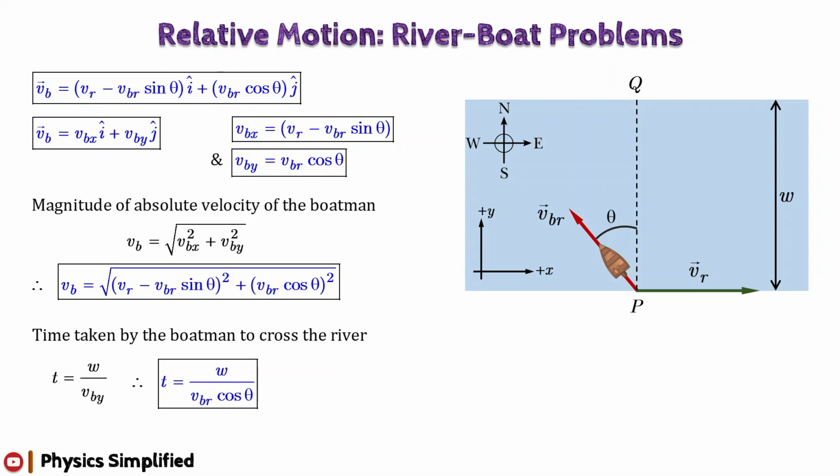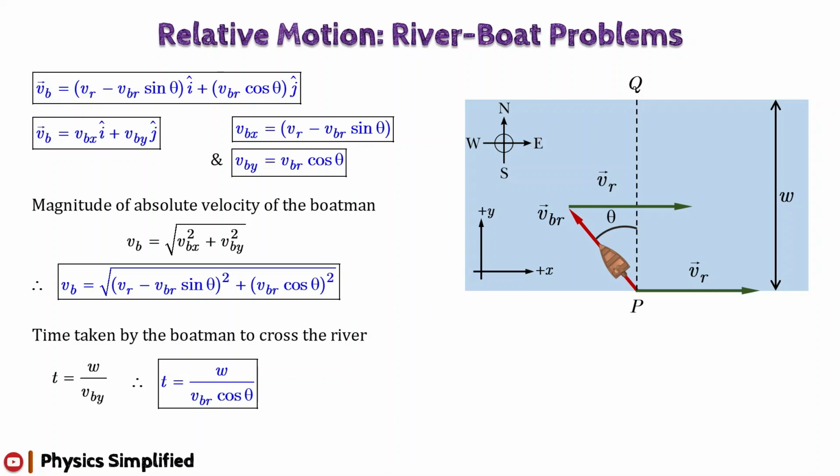Let us now find geometrically the direction of the absolute velocity of the boatman in this case. For this, the vector v suffix r is slid without changing its direction until its tail coincides with the tip of the velocity vector v suffix br.